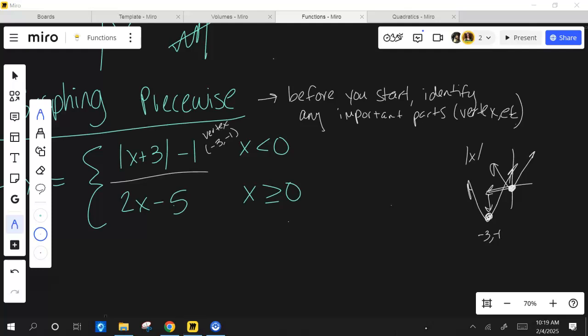It says this is the graph when x is smaller than 0. Yes, it is, right? Okay. So here's what I'm going to do. Remember what I need to graph an absolute value, right? I need the vertex, I need a point on one side, and then I need to reflect it over, just like a quadratic. Okay?